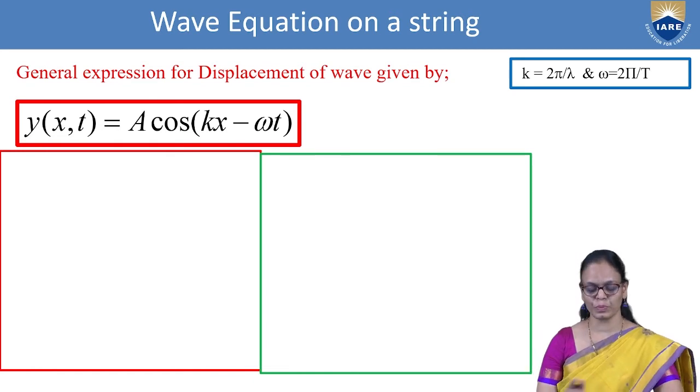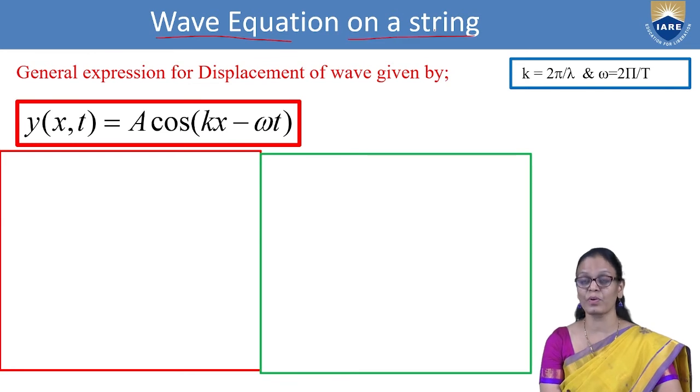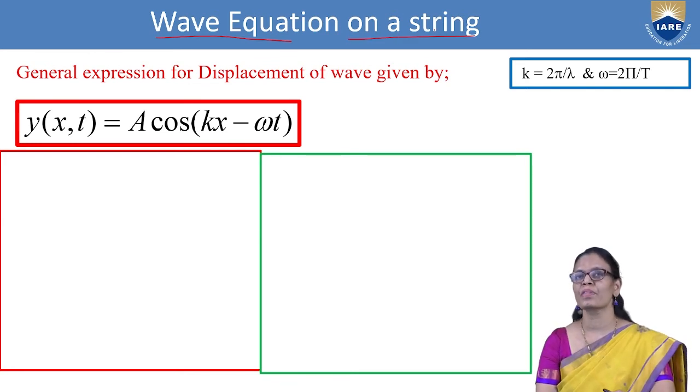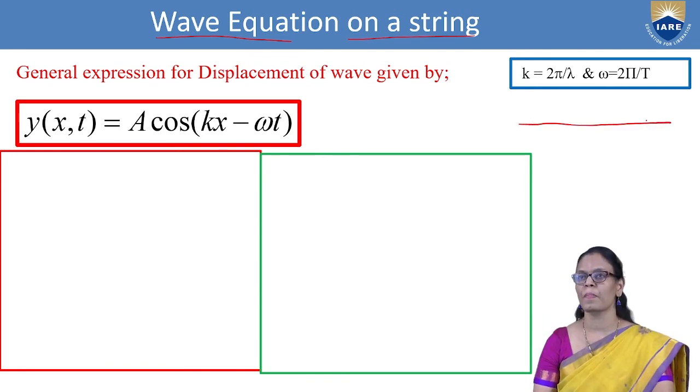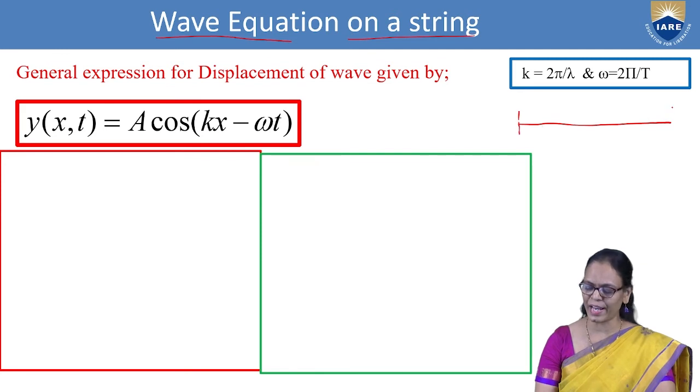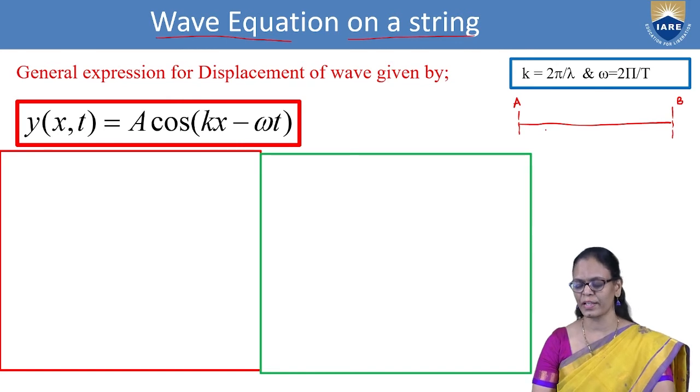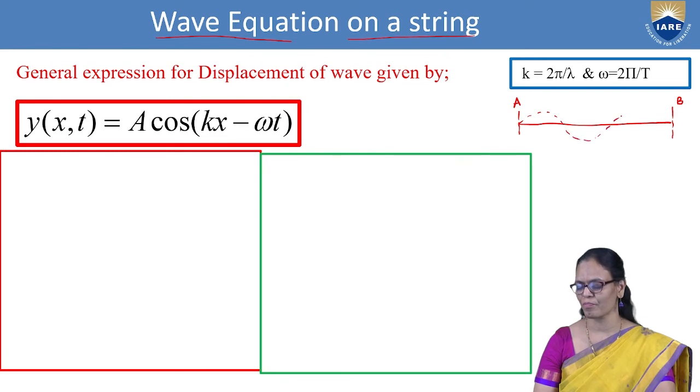Now, let us come to the expression for the wave equation on a string. We are going to derive an expression for a wave equation on a string. Means we take a string and tie it at both the ends. This string is fixed between 2 points A and B, tightly held so that there is some tension in the string. So when you pluck this string and leave, there are waves that are formed. You will see waves like this moving in the forward direction.